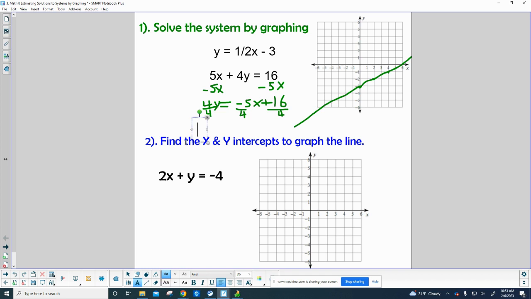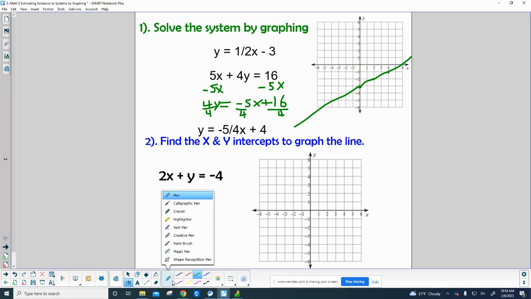We're going to end up with an equation y equals negative 5/4 x plus 4. So there's the equation that we're graphing. So we've got to go back and grab our marker and graph that particular equation.